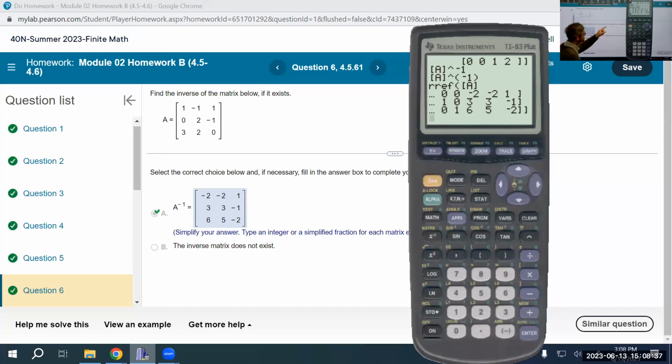It just so happens that this one didn't have any decimals, but we can swap fractions to decimals in the calculator. I just so happened the inverse didn't do that. Let me go to the home screen. It's the same idea.